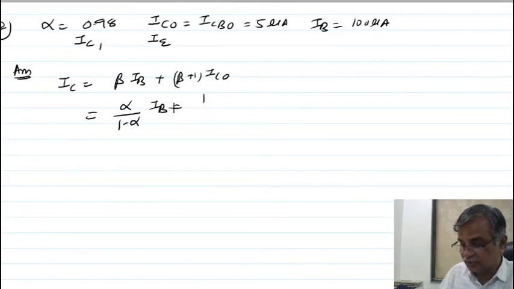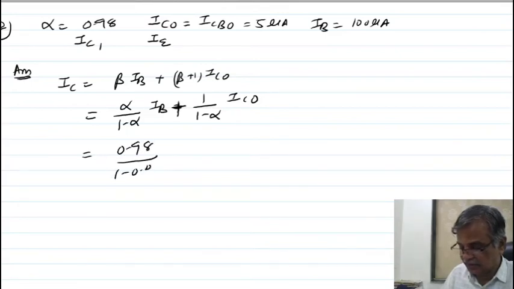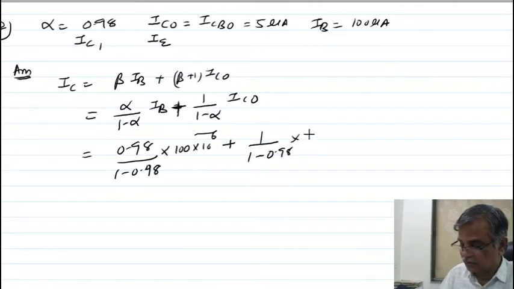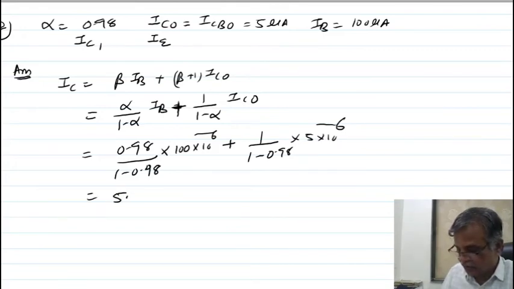And beta plus 1 is 1 upon 1 minus alpha. So 0.98 upon 1 minus 0.98 into base current 100 into 10 raised to minus 6, plus 1 upon 1 minus 0.98 into 5 into 10 raised to minus 6. If you do the calculation, you will get 5.15 milliampere.